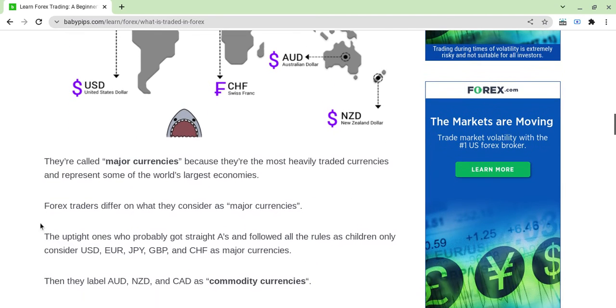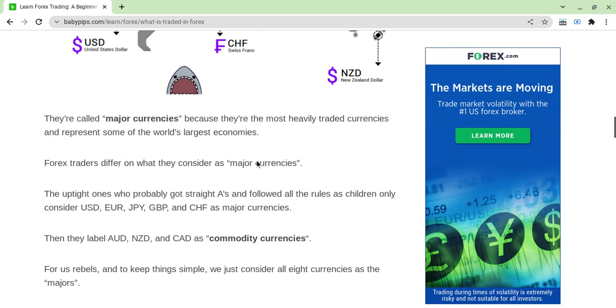Now they differ on what we call major currencies. Baby Pips says the uptight ones, who probably got straight A's and follow all the rules as children, will consider only the US dollar, the euro, the Japanese yen, the Great British Pound, and the Swiss franc as major currencies. And then they'll label the Aussie, the New Zealand dollar, and the Canadian dollar as commodity currencies.